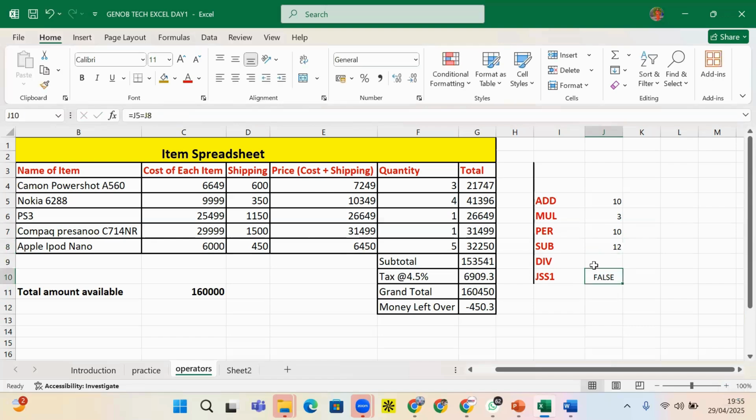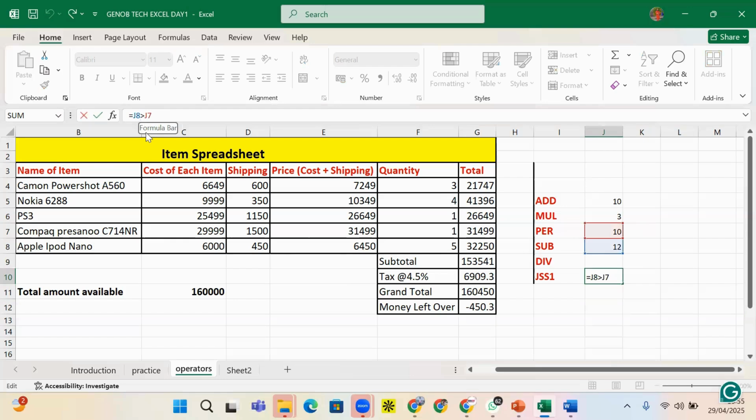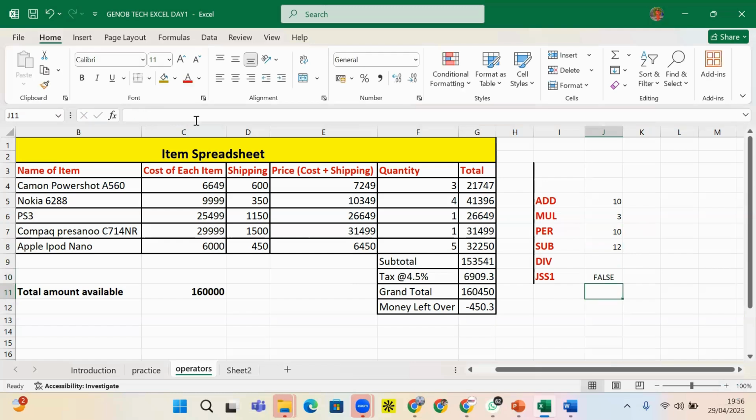We can still use greater than or equal to, less than or equal to. So let's use greater than. Equal to 12 is greater than 10. Is it true? True. 12 is greater than 10. So if I change it to less than, the result will change. 12 is less than 10 is false. 12 is not less than 10, right?